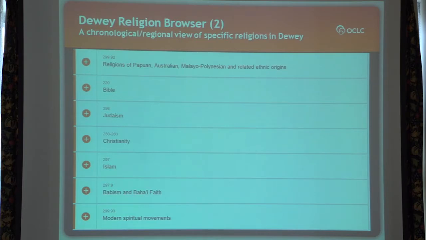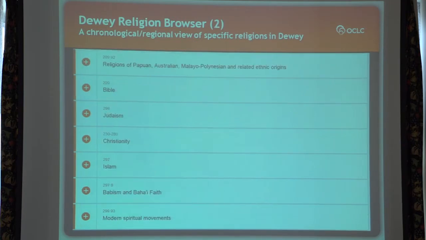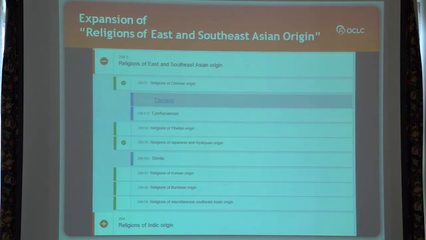Basically, Islam, Babism, and Baha'i faith kind of stay in the same place. But if we go back here and we expand religions of East and Southeast Asian origin, you'll see what happens. So we're able to see religion in a different way.